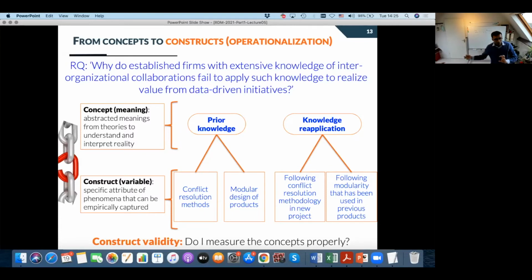Finding constructs that properly connect and reflect your concepts is called construct validity. You can find it in any textbook on methods, or you can discuss it with your supervisor. And that's one of the key points when you want to design for description.